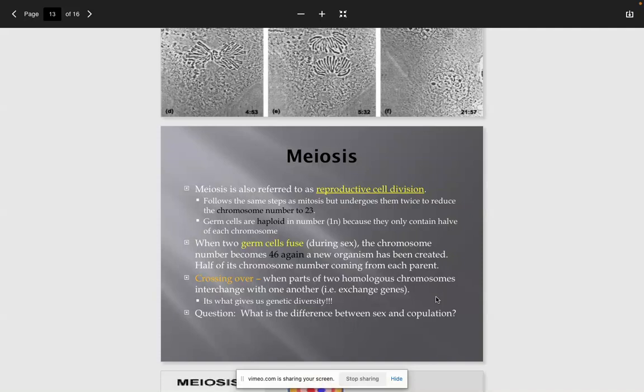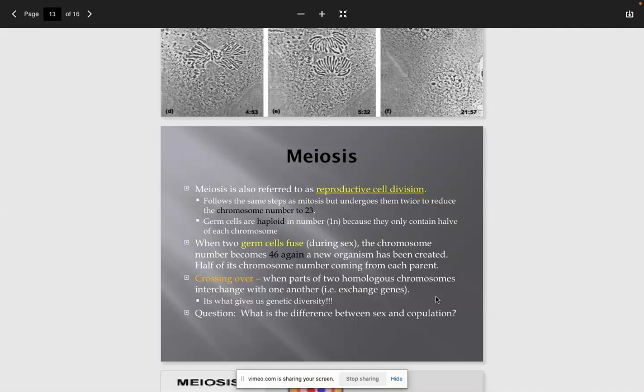We say that germ cells here are haploid in number, so that means they're just N or 1N, because they only contain half the amount of genetic material of that of mitosis. When two germ cells fuse together during sex, the chromosome number then becomes 46, giving rise to a new organism.